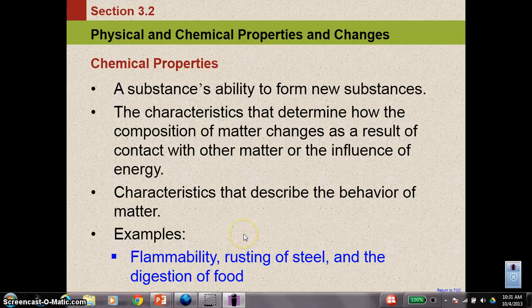Now let's look at some examples. Whether a substance is flammable or not, that is a chemical property. The rusting of steel is a chemical property of iron. The digestion of food is a chemical property of the substances inside your stomach working with the enzymes inside of your body. So the chemical property is its ability to form a new substance. If you keep that in mind, that will help you to keep the chemical properties and the physical properties separated.